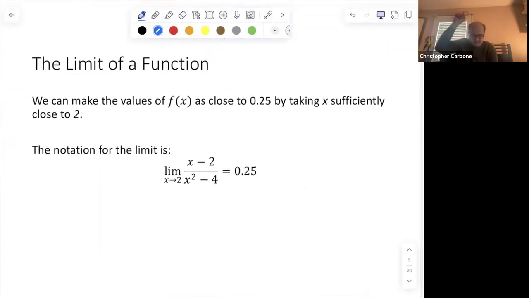So this all gives us this idea of the limit of a function. We can make the values of f of x as close to 0.25 by taking x sufficiently close to 2. What does sufficiently mean? There's no really nice definition for that, but it just means that we take values of x very close to 2.